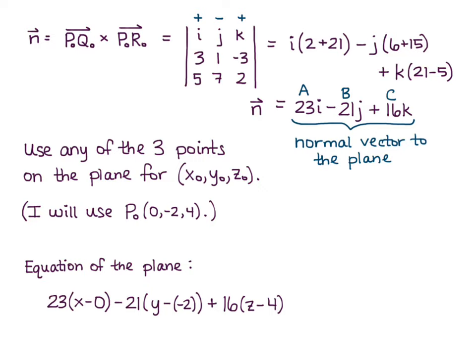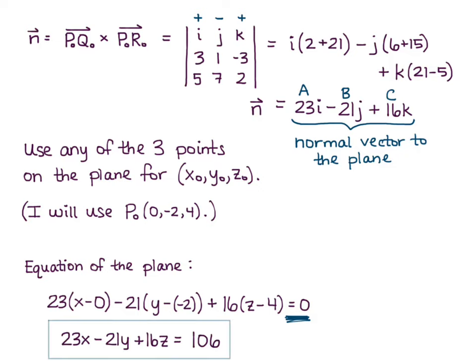And then remember, it's important I include equals 0, otherwise I'm not actually giving the equation of the plane, I'm just giving an expression. So now if I wanted to simplify this, I would distribute my 23, distribute my minus 21, and distribute my 16, and then gather any like terms. So I get 23x minus 21y plus 16z equals 106. At that point, it's just distribution and rearranging which side your constants are on.